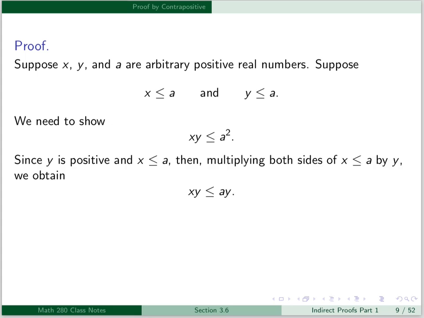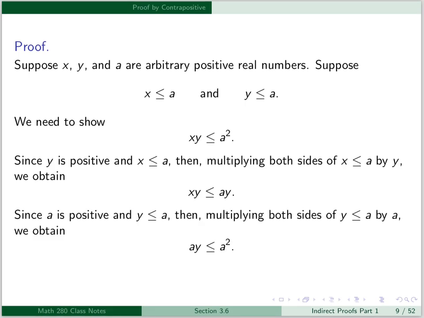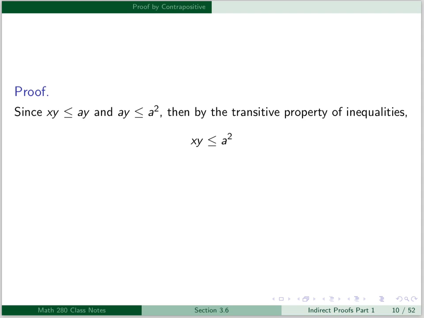Since y is positive and x is less than or equal to a, then multiplying both sides of our first hypothesis, x less than or equal to a, by y, we obtain xy is less than or equal to ay. Since a is positive and y is less than or equal to a, then multiplying both sides of our second hypothesis, y less than or equal to a, by a, we obtain ay is less than or equal to a squared. We can then combine these two inequalities.